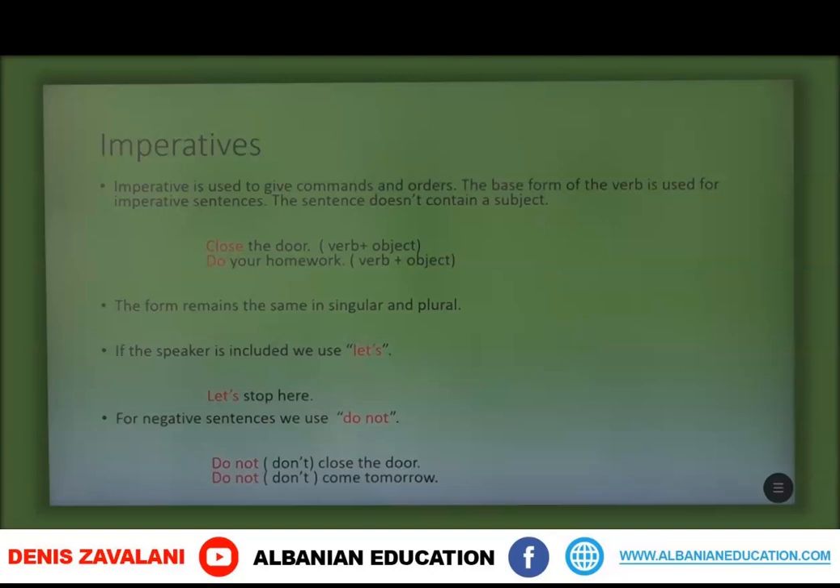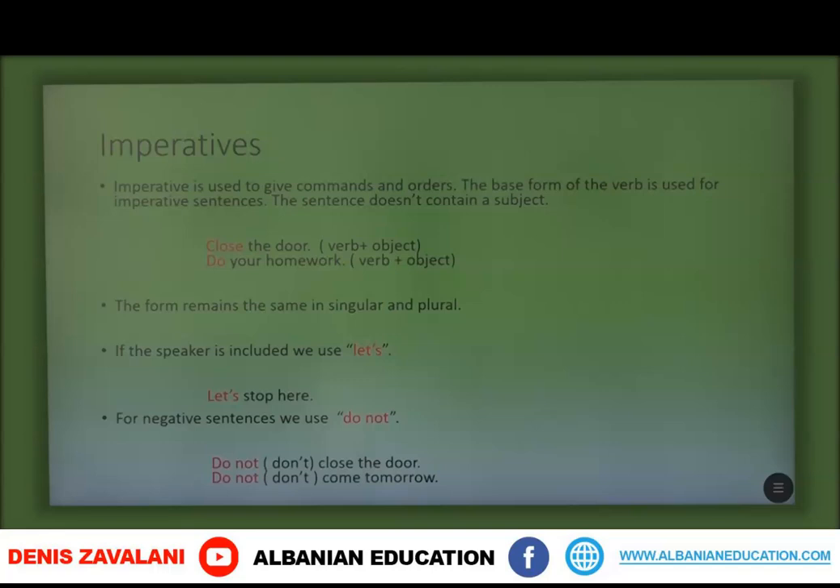For example, close the door. We have the verb plus the object. Or do your homework. The verb plus the object again. The form remains the same in singular and plural when we are giving imperative sentences.